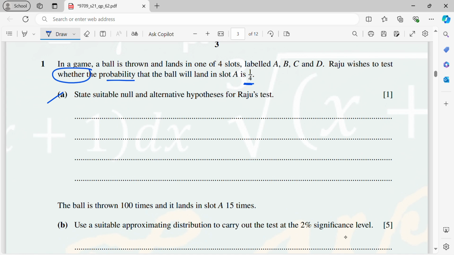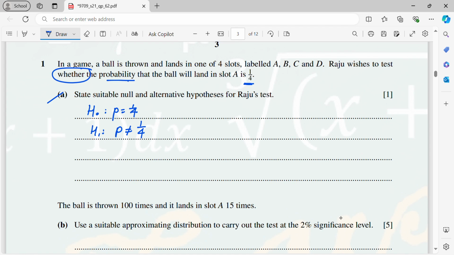Because it says "whether", H0 is that P is 1/4, since it is a probability. But it is mentioned whether or not it will land in slot A is 1/4, so that means we are not sure. Therefore, this is a two-tail test.